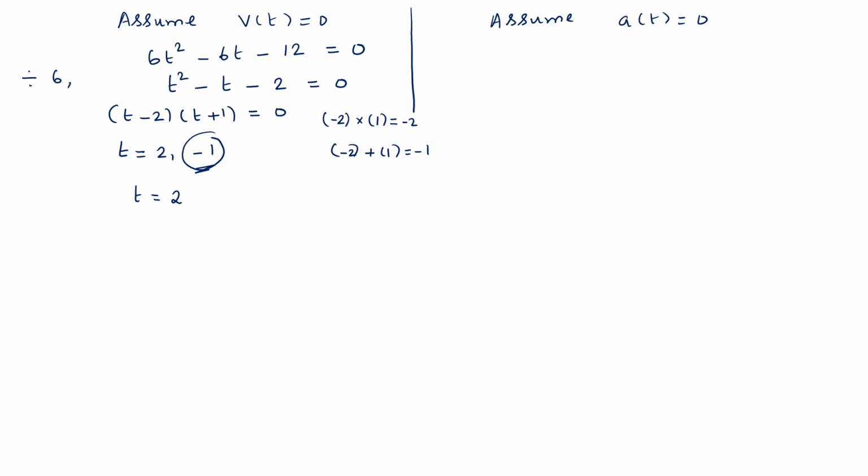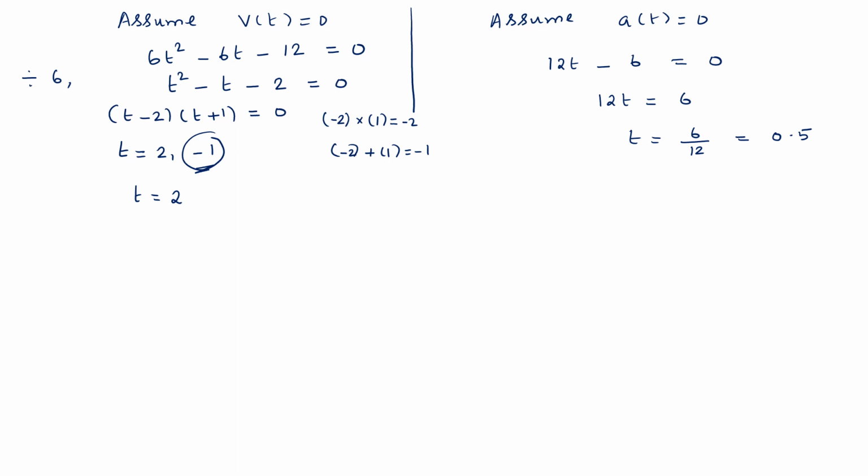Similarly here, a of t equal to 0. What is a of t we found in the earlier slide? 12t minus 6 equal to 0. So from this equation, get the value of t. 12t equal to 6, so t equals 6 by 12, which is equal to 1 by 2 or 0.5. So that is the t value when acceleration is 0, we found that.